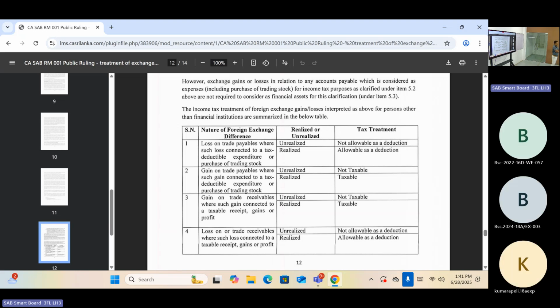Unrealized means the transaction is recorded for the purpose of converting the financial statement. We translate the financial statement, and the transaction goes to tax purposes, right? So it is indirectly said to be translation loss.